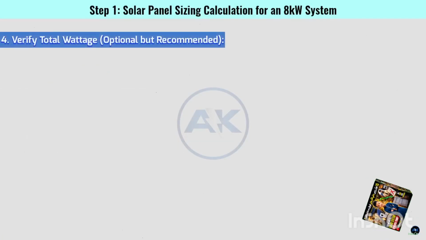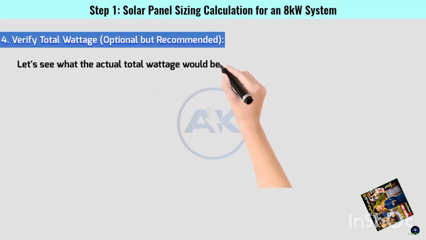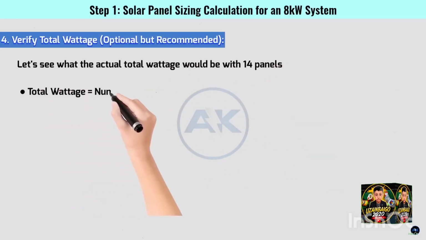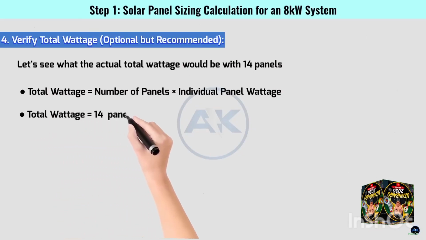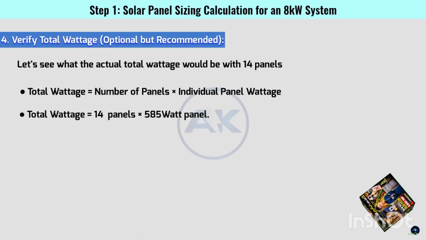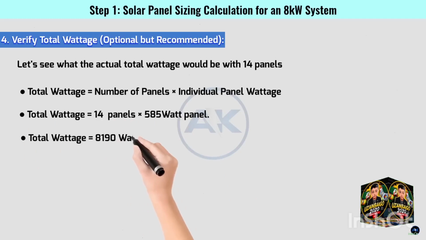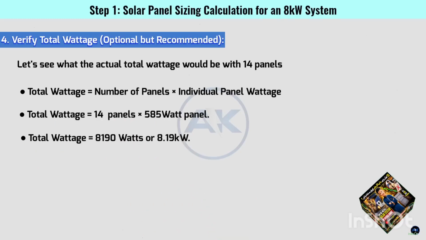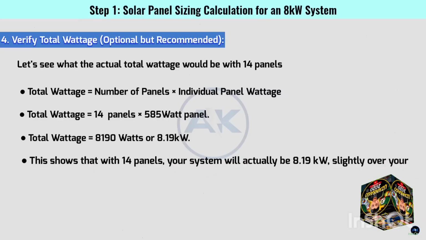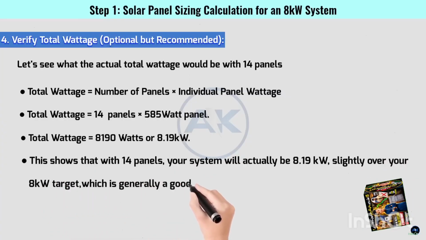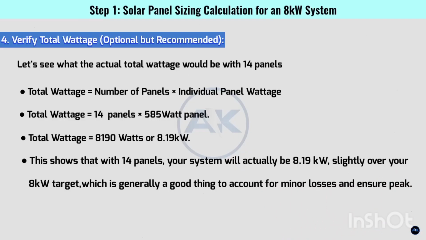4. Verify total wattage, optional but recommended. Let's see what the actual total wattage would be with 14 panels. Total wattage equals number of panels times individual panel wattage. Total wattage equals 14 panels times 585 watts per panel. Total wattage equals 8190 watts or 8.19 kilowatts. This shows that with 14 panels, your system will actually be 8.19 kilowatts, slightly over your 8 kilowatt target, which is generally a good thing to account for minor losses and ensure peak performance.